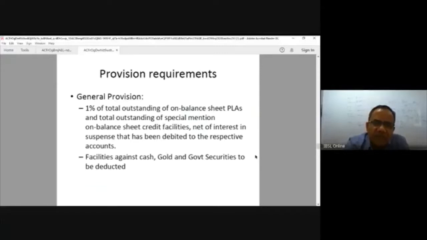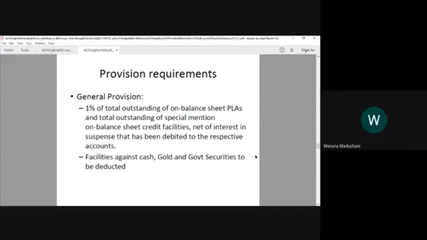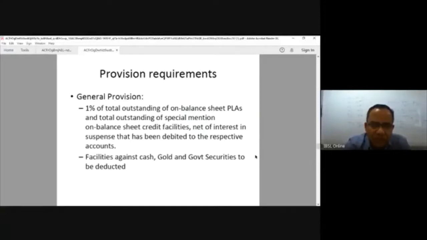There's a general provision requirement of 1%. This I hope has been brought down to about 0.5%. What is the general provision now? One of you tell. So you do not know.